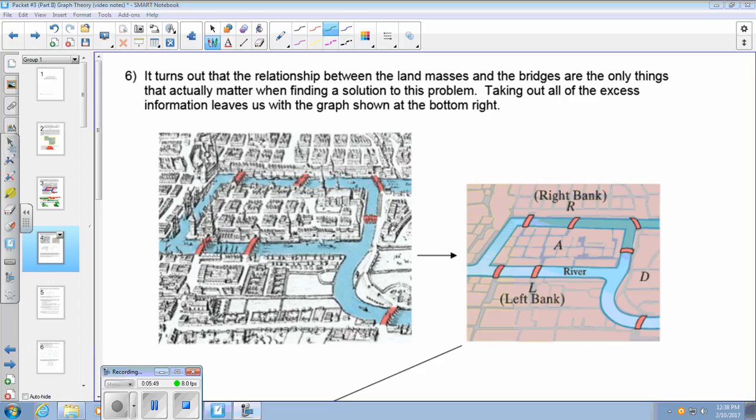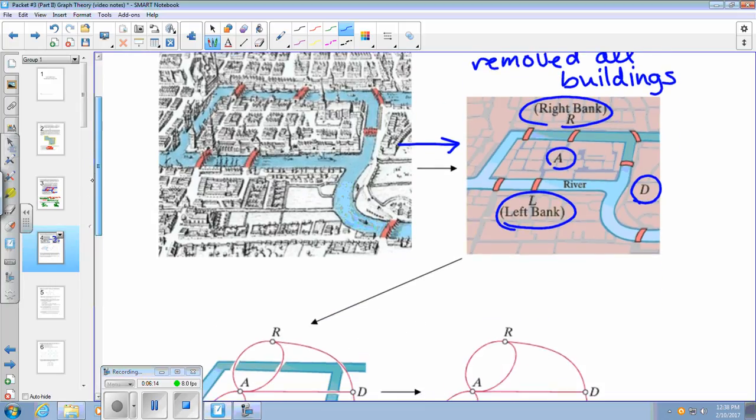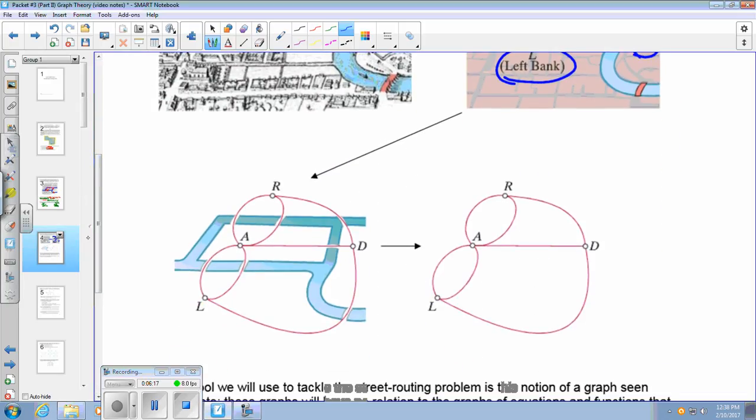So if we take a closer look at the process they went through to get to that last picture, notice that when they went from the first picture to the one on the right, they removed all of the buildings. I already simplified the picture that way. Also note that they labeled the right bank, the left bank, and the 2 islands within that. So we want to keep track of those land masses. Right, they then simplified it even further by removing the streets.